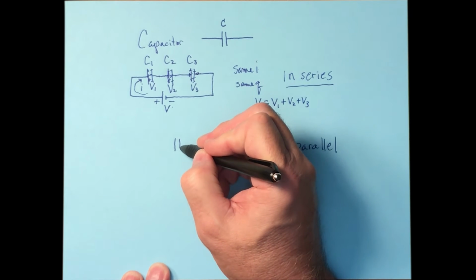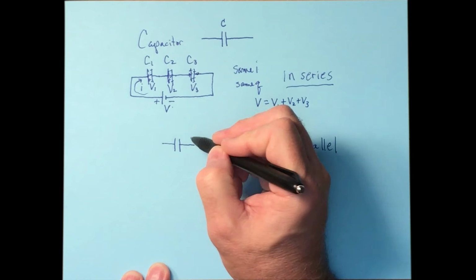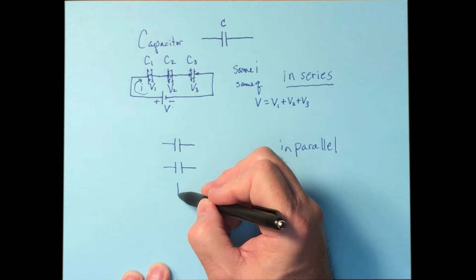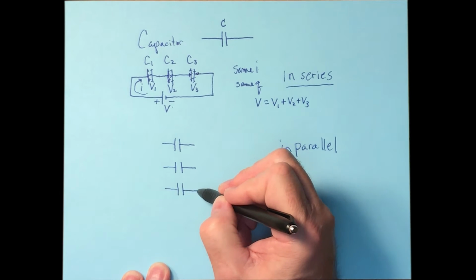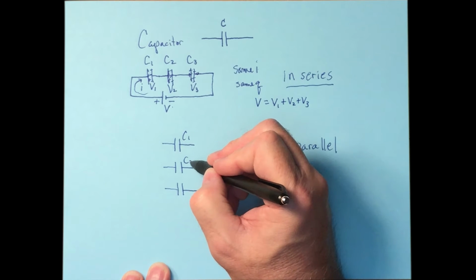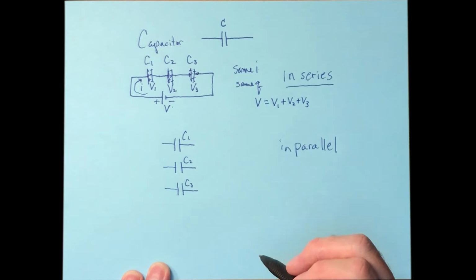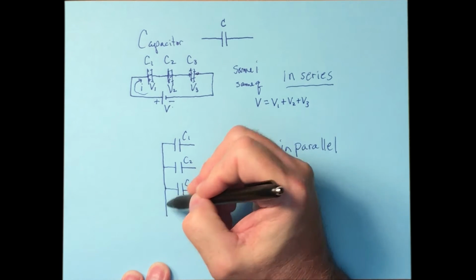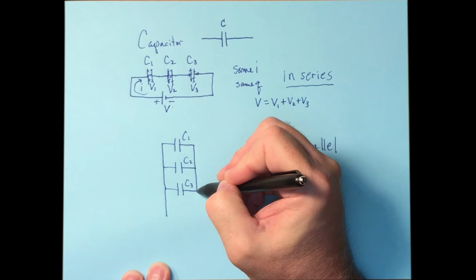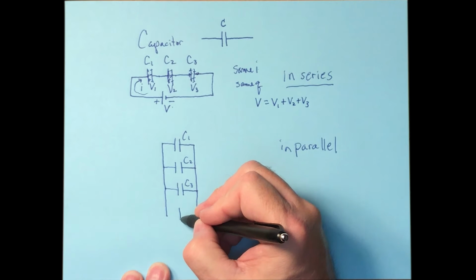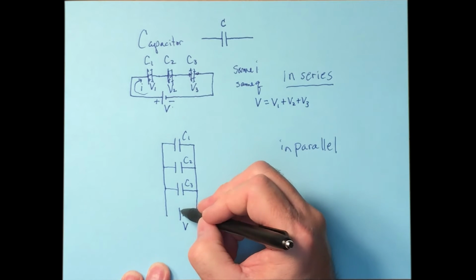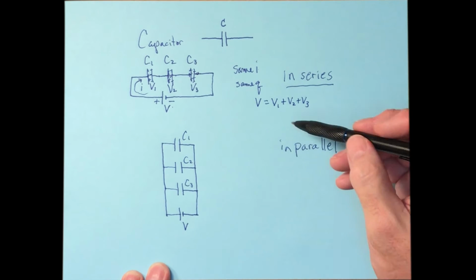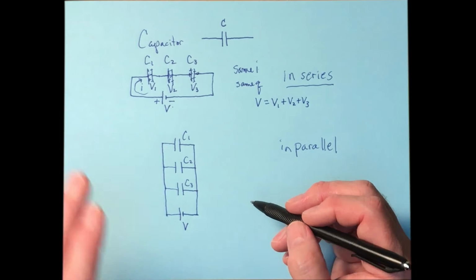Let's say that I have a capacitor here, then I connect to another capacitor here, and another capacitor here. So now these are my three capacitors, C1, C2, and C3. Now I'm going to take a wire and I'm going to connect them here and here, and I'm going to run that wire on down and connect it to a battery. So now here's my battery here. My battery has a potential of V. There. These are no longer connected in series, they are now connected in parallel.